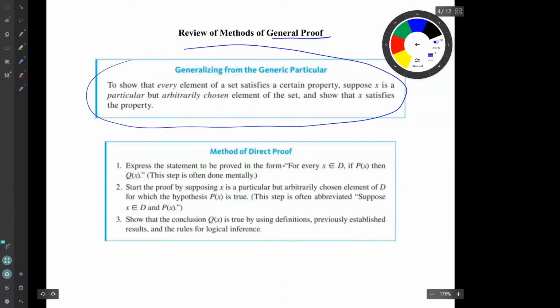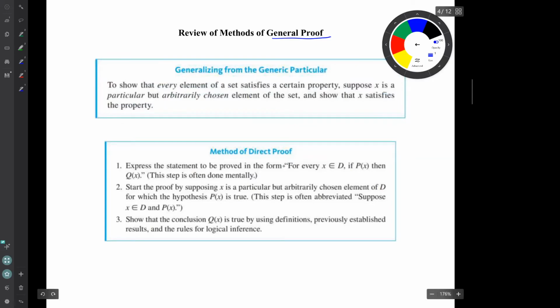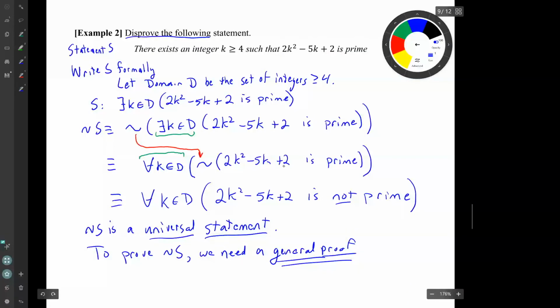We have to do this, generalizing from the generic particular. We have to show that every element of some set satisfies some property. We have to start by supposing x is a particular but arbitrary element of that set, and then show that x satisfies that property. That's very vague. So let's look again at our structure.